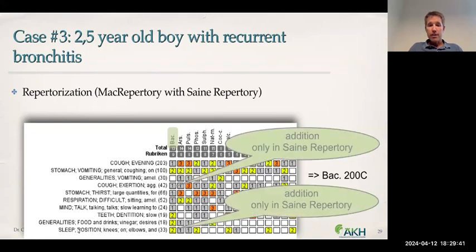And there are 2 additions that you wouldn't find in other repertories. You wouldn't find the knee-elbow position that this patient also had, and you wouldn't find the cough versus exertion in other repertories. That's 2 of the additions I made into the Saine repertory.